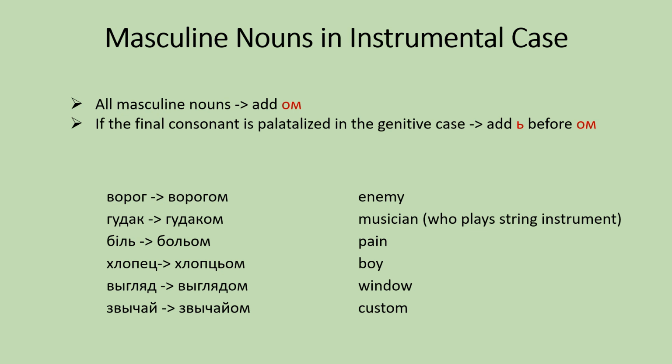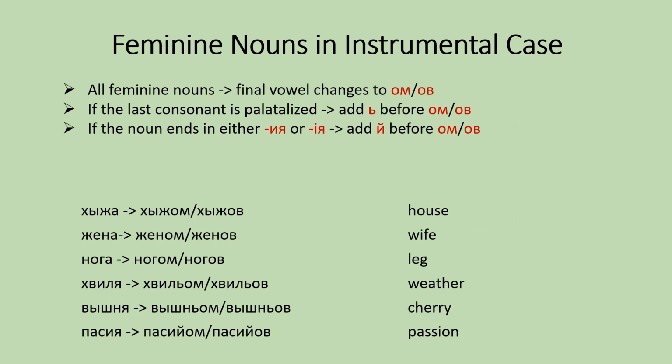Hudak, meaning musician, more specifically, one who plays a string instrument, becomes hudakom. Bil, meaning pain, becomes bolyom. Chlopet, meaning boy, becomes chlopcom. Vohlyad, meaning window, becomes vhlyadom. Zvyczaj, meaning custom, becomes zvyczajom. Feminine nouns in the instrumental case.